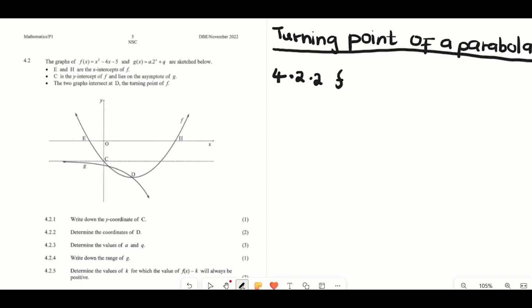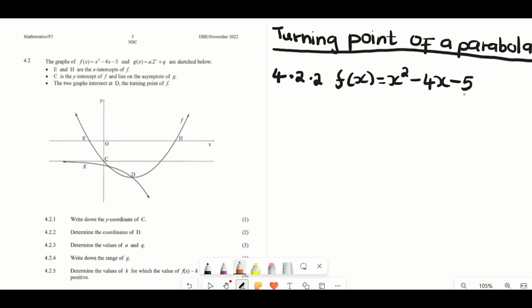So let's just write it down. It's f of x equals x squared minus 4x minus 5. And then g of x, which equals a times 2 to the power of x, plus q, are sketched below. E and h are the x-intercepts of f. C is the y-intercept of f and lies on the asymptote of g. The 2 graphs intersect at D, the turning point of f, and they told us to find the coordinates of D, and they are confirming to us that D is indeed the turning point of f. So we have all the information we need to be able to find the turning point.